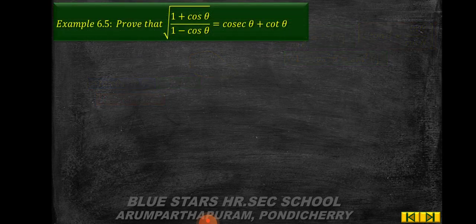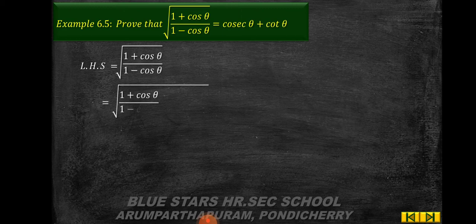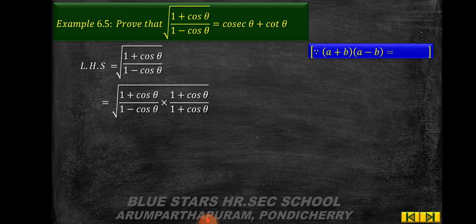Next one, example 6.5. Prove that root of (1 plus cos theta divided by 1 minus cos theta) is equal to cosecant theta plus cot theta. We have to choose the left hand side. Root of 1 plus cos theta by 1 minus cos theta, which is equal to root of 1 plus cos theta by 1 minus cos theta into, we are taking the conjugate, 1 plus cos theta divided by 1 plus cos theta. So a plus b into a minus b is equal to a square minus b square.